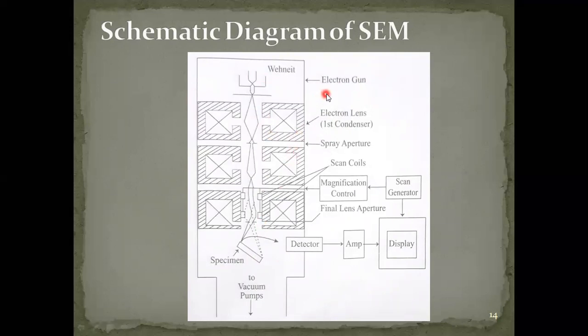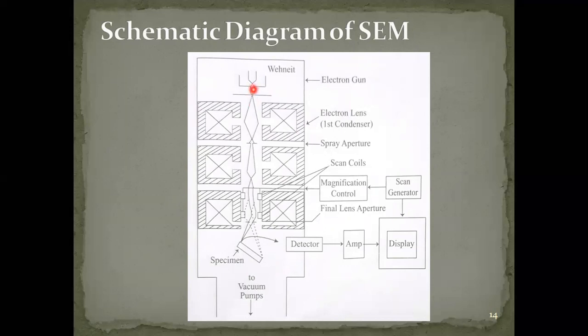So the first part is what we call the electron gun. An electron gun by thermionic emission. We have a tungsten filament here. The filament controls the number of electrons coming out, right? So by using thermionic emission by means of a tungsten filament, free electrons are generated from the electron gun.